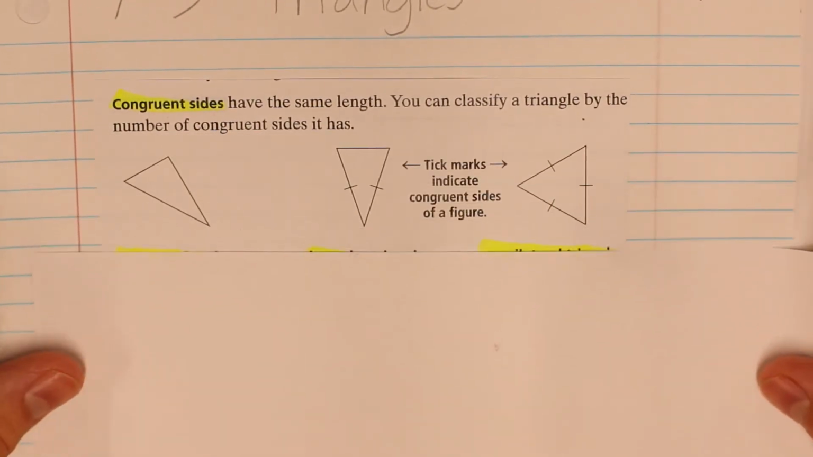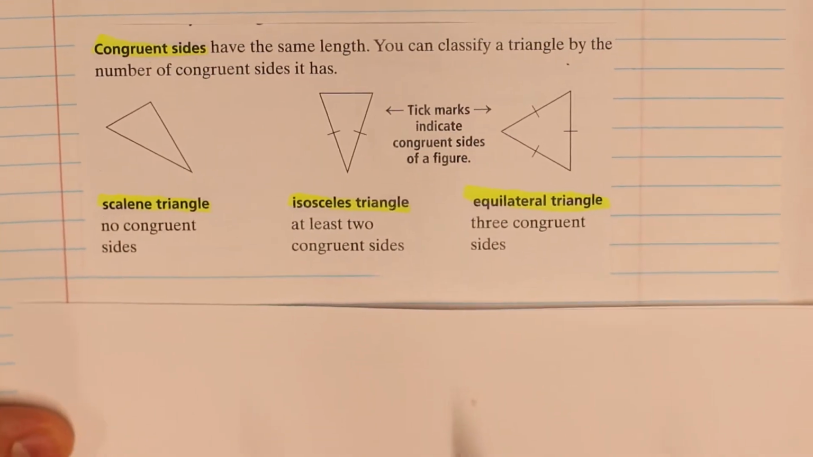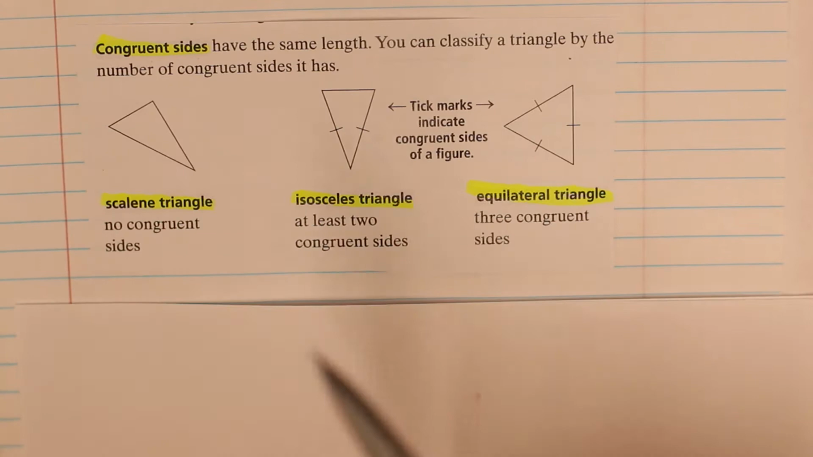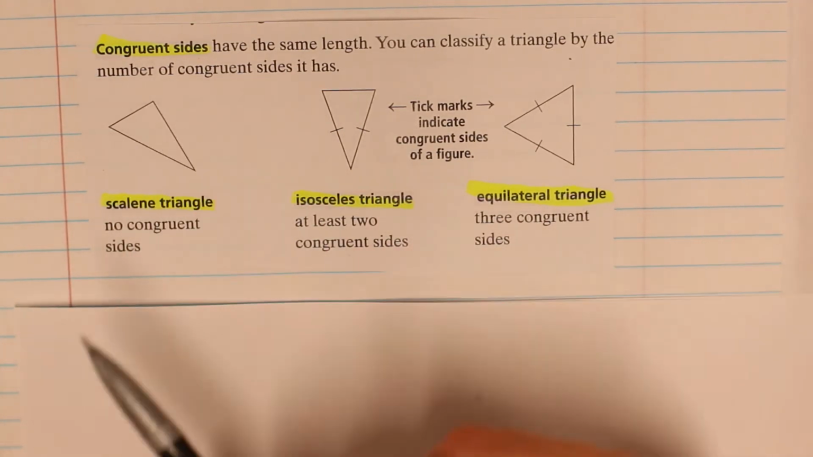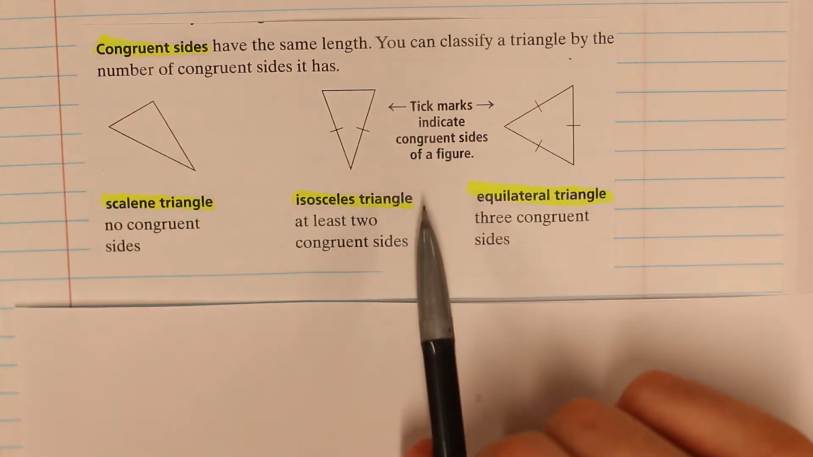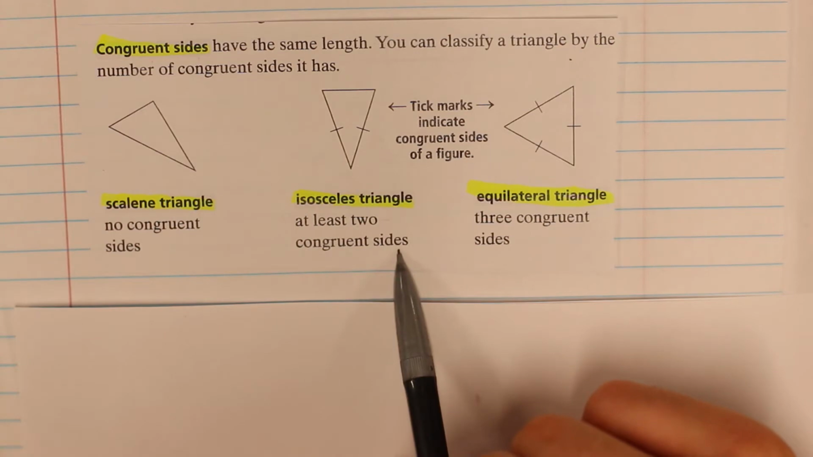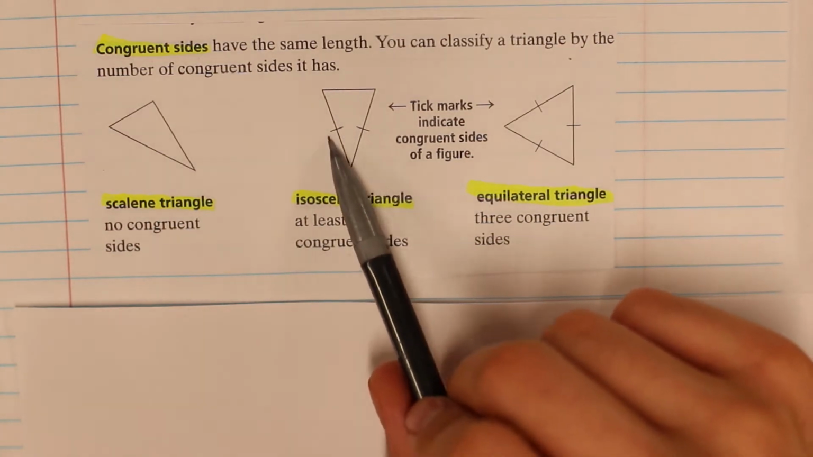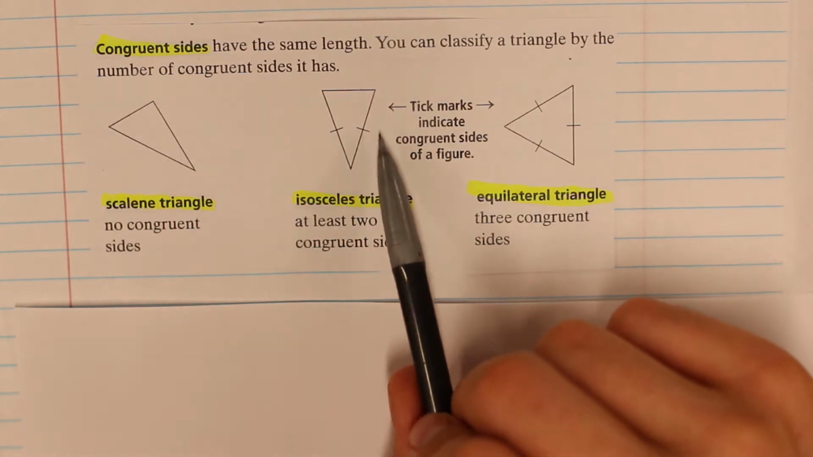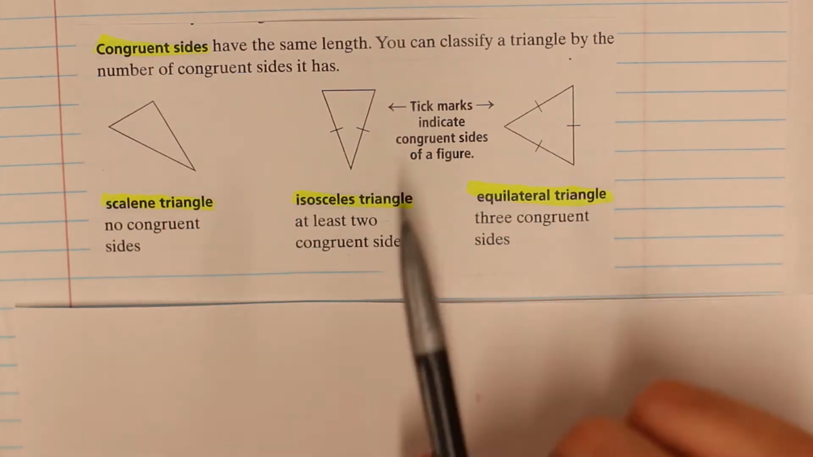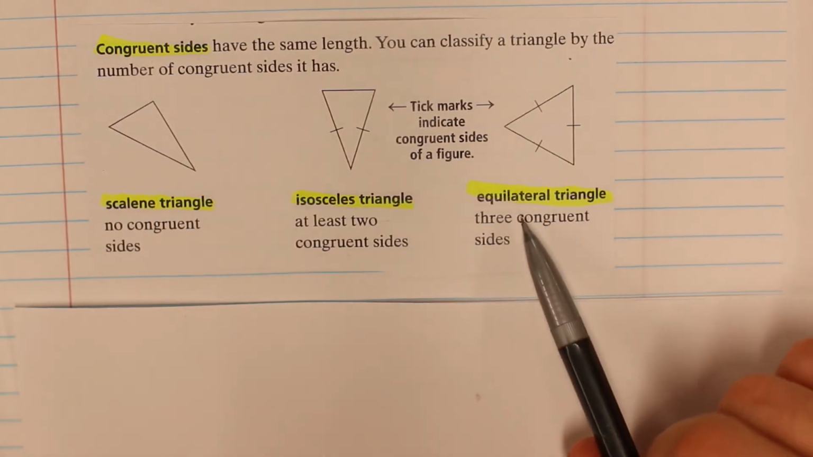All right, so here are the three types of triangles that are classified based on their side length. You have what we call a scalene triangle. It has no congruent sides. Then over here you have an isosceles triangle. It has at least two congruent sides. And it shows that they're congruent by putting these little marks right here. It's saying that this side length is congruent to this side length over here. So I think it says the tick marks indicate congruent sides of a figure.